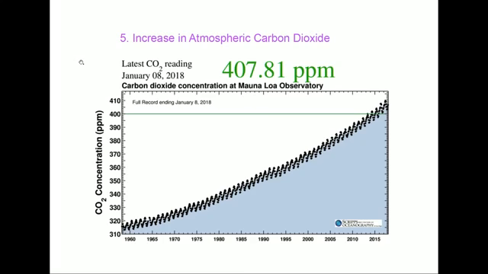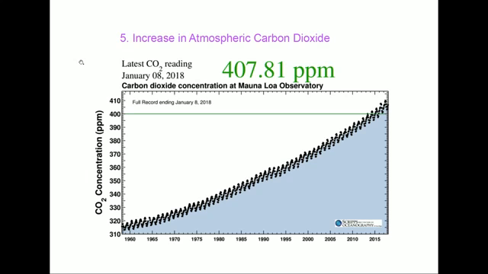There's an observatory in Hawaii on top of a mountain called the Mauna Loa Observatory, which measures the amount of carbon dioxide in the atmosphere measured in terms of parts per million. And in 1960, it was 315 parts per million. Now it is 407 parts per million. So it's gone up nearly 100 parts per million, or a third, since 1960. So that's a huge increase.